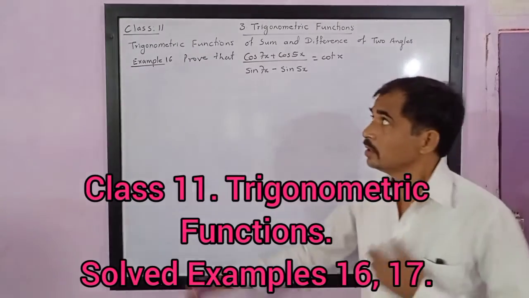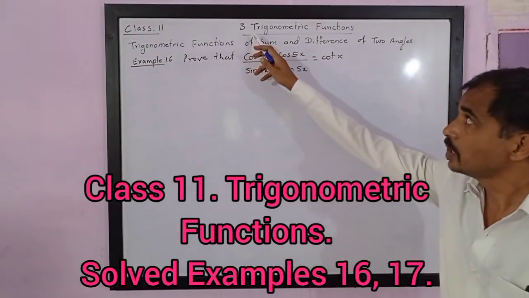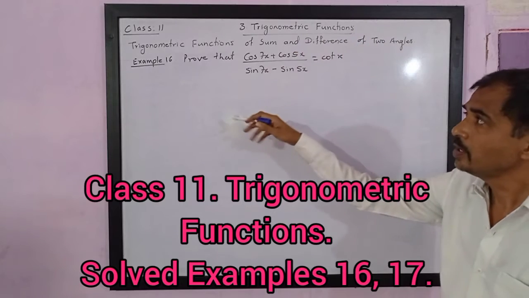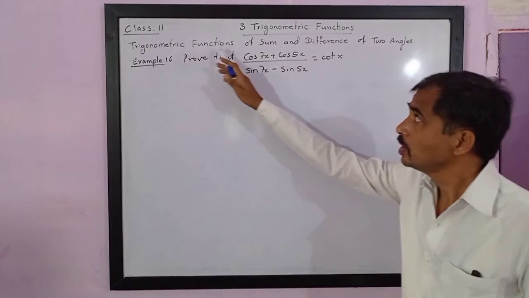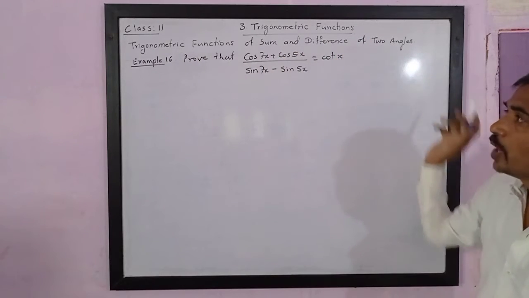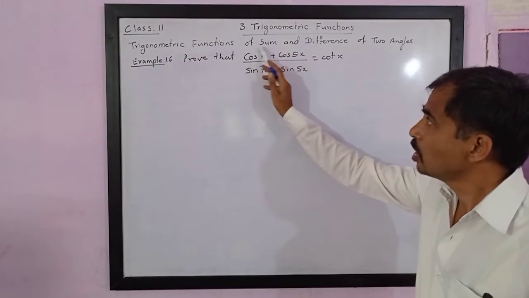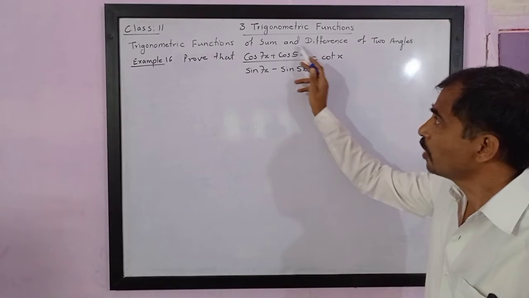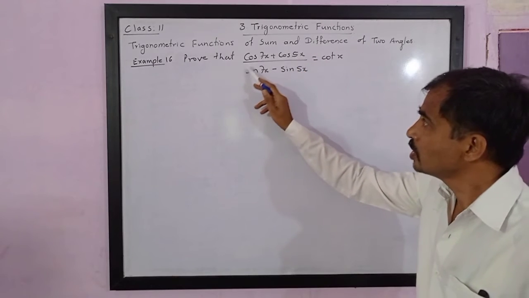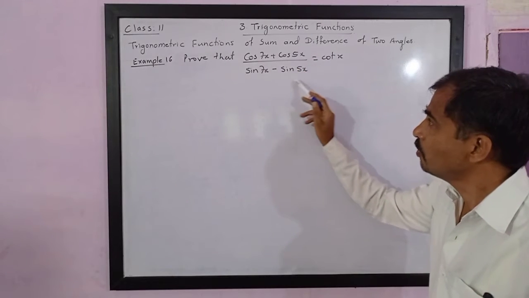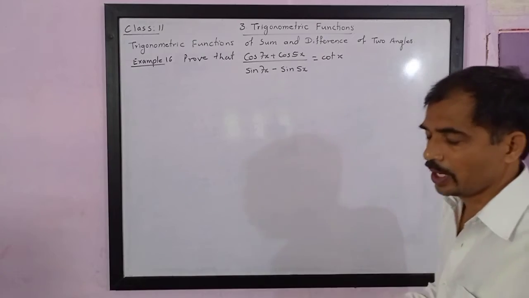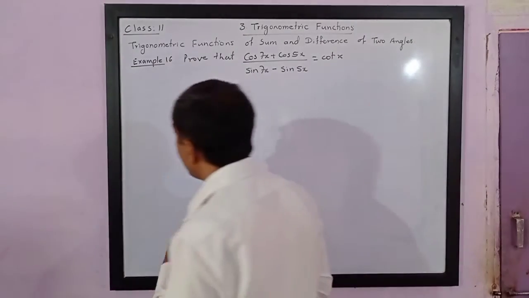Students, in class 11 we have the third chapter, trigonometric functions, and we are solving problems on the sum and difference of two angles. In that, example number 16 is: prove that (cos 7x + cos 5x) upon (sin 7x - sin 5x) is equal to cot x. Now we have already studied the identities for this.